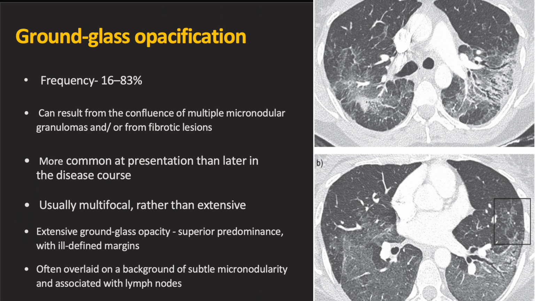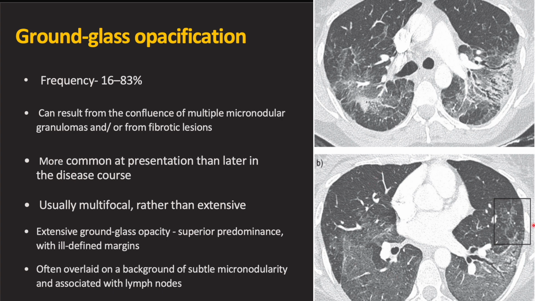When we speak about reticular opacities, we also see them sometimes along with ground glassing. So ground glassing can be seen again in a huge majority of patients, up to 83% of patients. And why ground glassing occurs is because multiple micronodular granulomas can coalesce, and you may see that area as a ground glass. It's also very common in the initial phases on presentation of the disease. You may see multifocal areas of ground glassing, and again superior predominance, upper middle lobe predominance, no well defined margins, and you may see a subtle nodularity, and you may see lymph nodes.